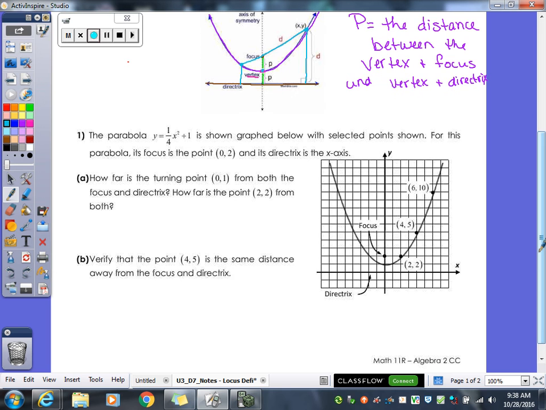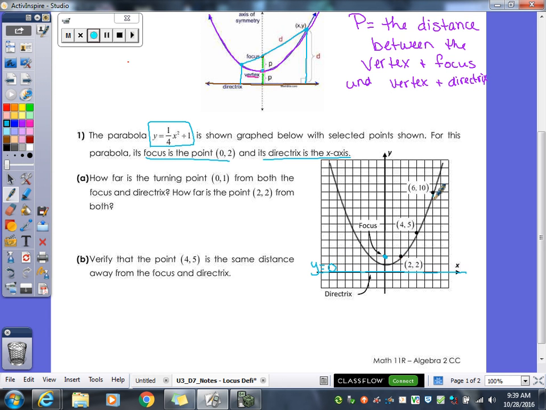The parabola y equals 1/4 x squared plus 1 is shown graphed below with the selected points shown. For this parabola, its focus is the point (0, 2), and the directrix is the x-axis. Okay, so we've gotten a lot of information so far. They've even drawn our focus in here. Here's your directrix, which is your x-axis. Remember, we write this as the equation y equals 0.